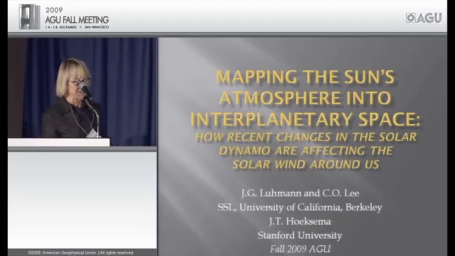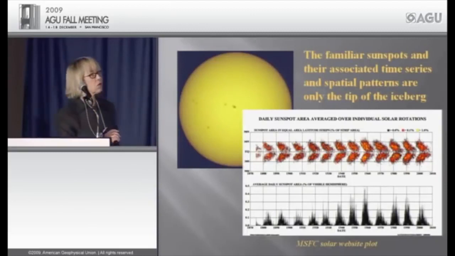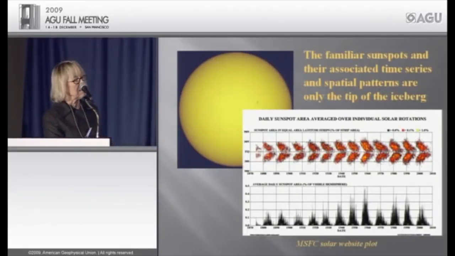The sun is clearly doing an experiment, and those of us who work in the interplanetary medium are seeing the results of it as well. And so Randy and Joe and the co-organizers have asked me to tell you about the interplanetary side of the story. So the familiar sunspots and their associated time series and spatial patterns, the butterfly diagrams, are only the tip of the iceberg, of course. This is only the superficial part of the solar cycle.